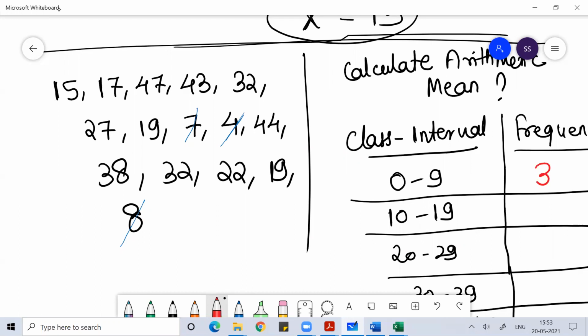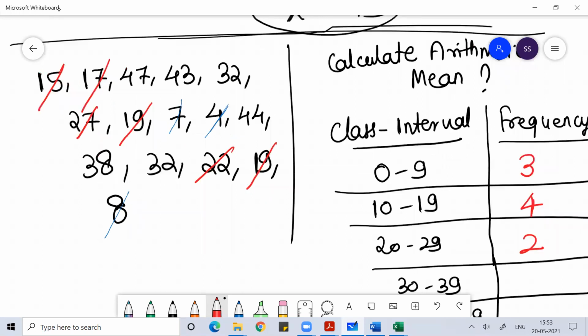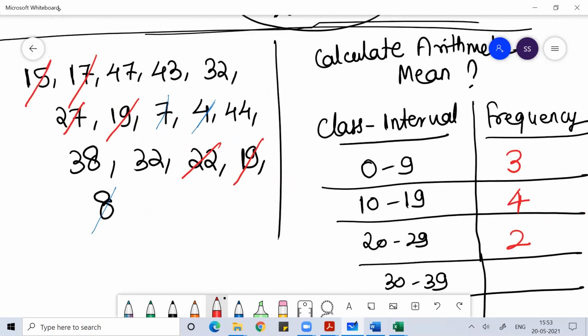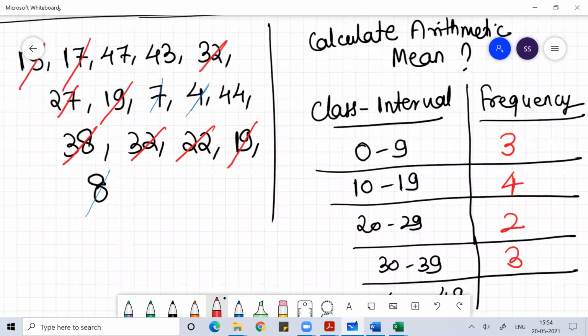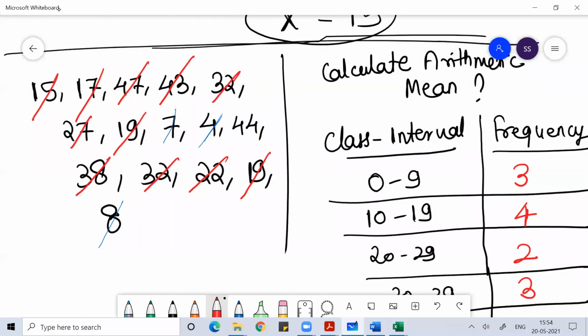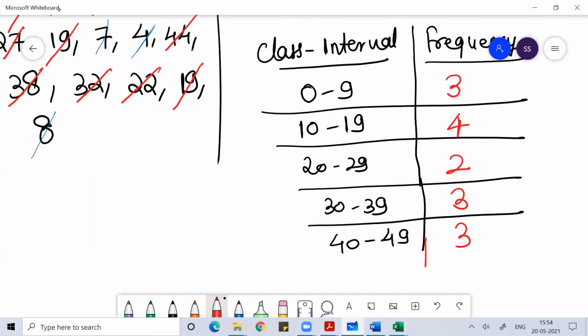Then 10 to 19: 1, 2, 3, 4. So 4 data are there between 10 to 19. Then 20 to 29, how many data are there? 1, 2. 2 data are there between 20 to 29. Then 30 to 39, how many data are there? 1, 2, 3. 3 data are there between 30 to 39. Then 40 to 49: 1, 2, 3. 3 data are there between 40 to 49.